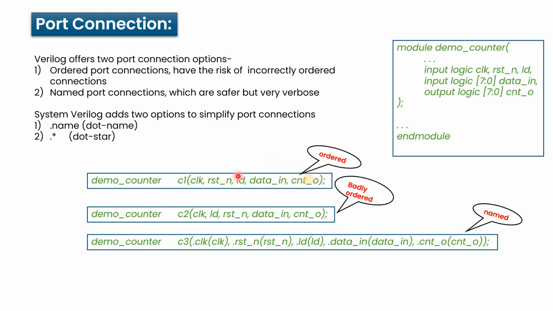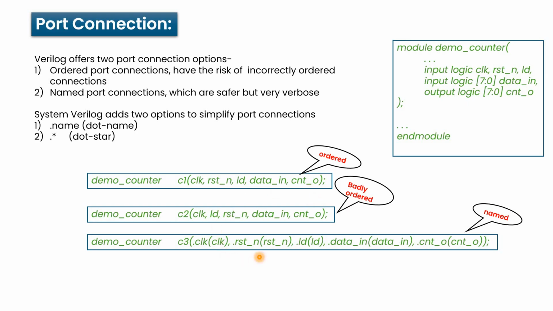So if we order in this first way, this is fine, but sometimes what happens is by mistake our orders get incorrect. So for example, here instead of reset, our second port is load and the third is reset, which is a wrong order. So these kinds of issues are common in Verilog when we use the ordered connection approach.